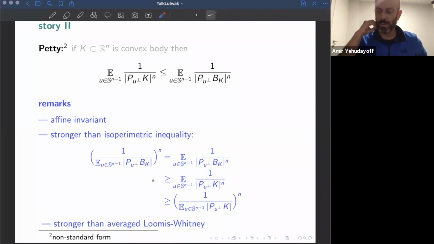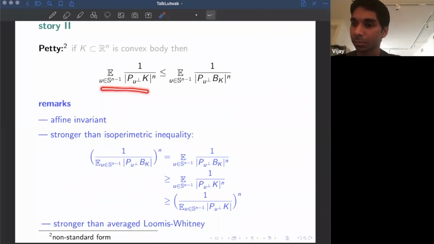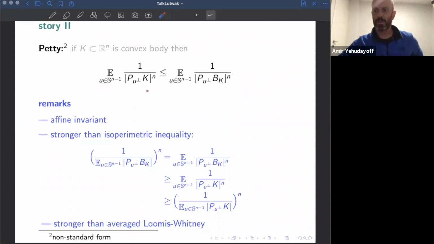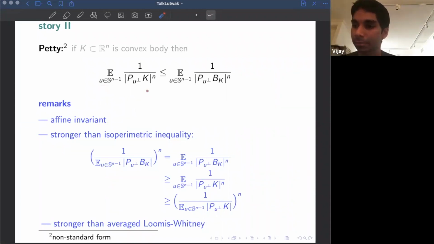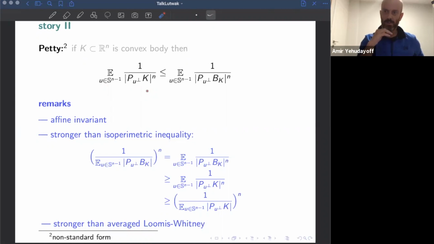Okay. There are two. So Petty's perspective, maybe something like this. This number is the volume of the polar projection body, which is some other body that is related to K. And this allows you to argue this type of, you have a geometric interpretation of this quantity. I will talk a little bit about this later, okay?